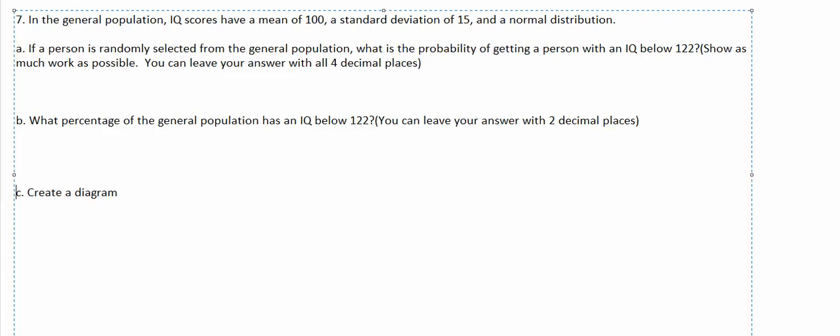So we know that this is a z-score probability question because we have a normal distribution. We have a population with a mean that's known, a standard deviation that's also known, and a normal distribution, and a single person is being randomly selected. That's how we know it's this type of situation. So let's see here.